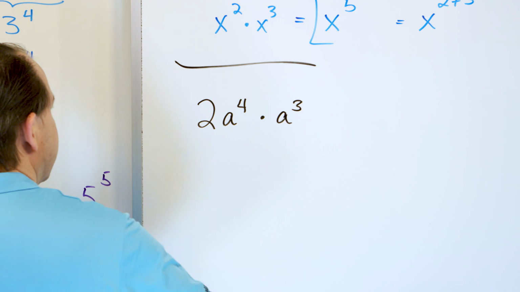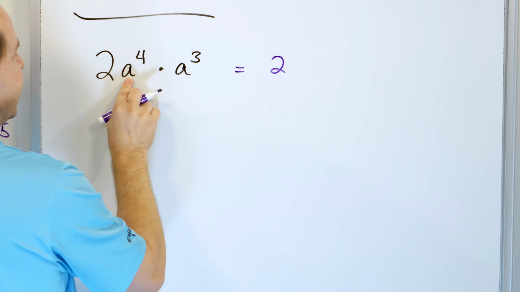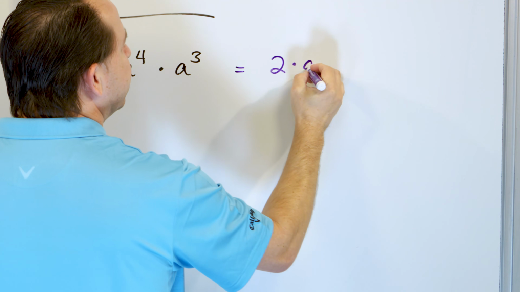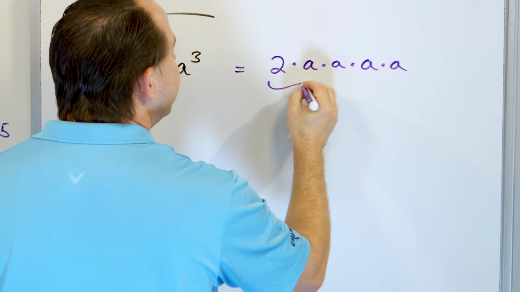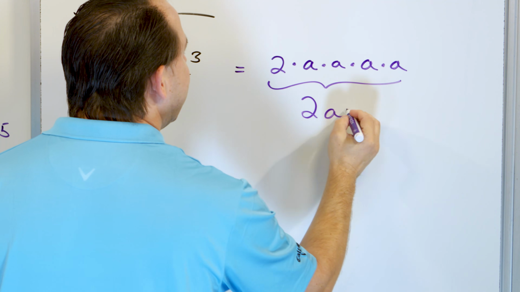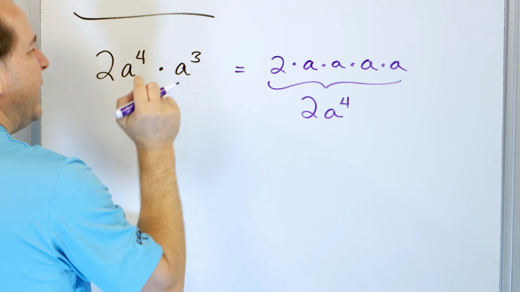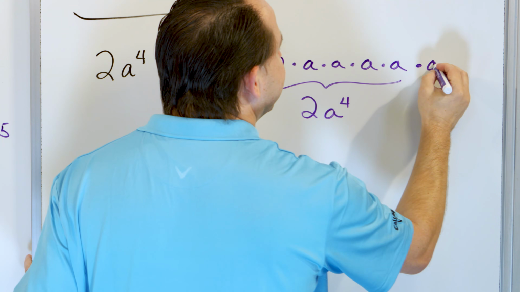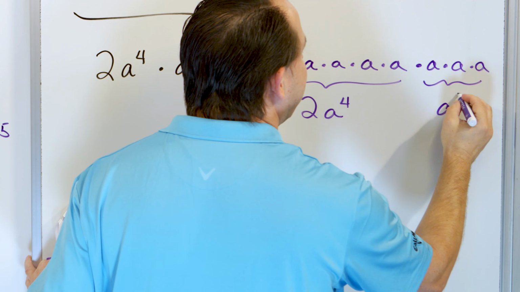So what does this kind of thing look like? We have a number involved, but that number is just multiplied times a to the 4th. So it's 2 times a times another a times another a times another a. This whole thing is 2 times a to the 4th power. That's what it means. But we're multiplying by 3 more a's. So multiply times a, and then another final times a. And this last thing is a to the 3rd.